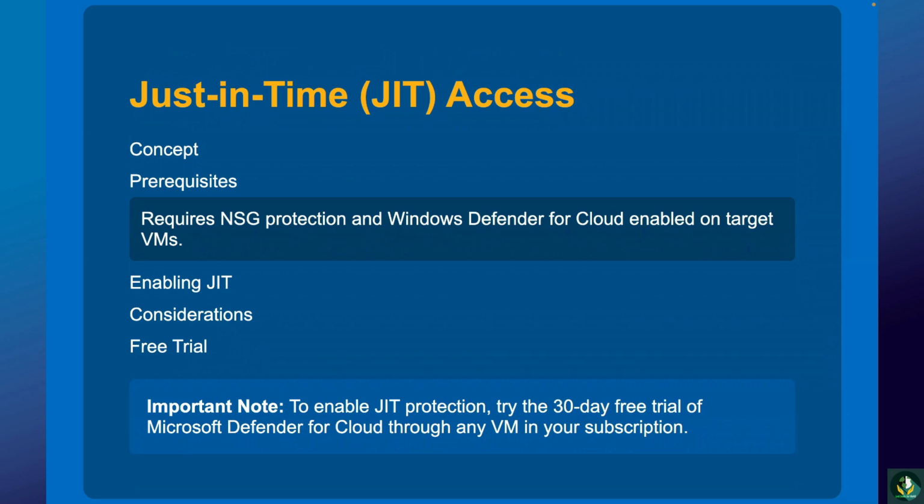So, the server must be protected by a network security group, and Microsoft Defender for Cloud must be enabled for the required virtual machines. Once these prerequisites are in place, JIT can be enabled through the Security VM configuration option or via PowerShell. The same options are available when requesting access.